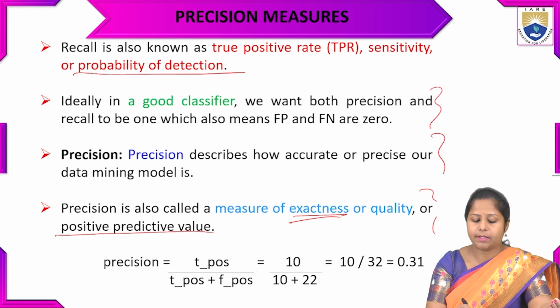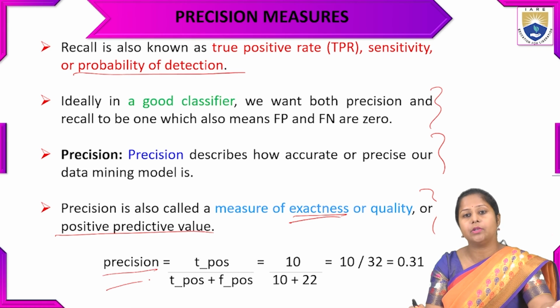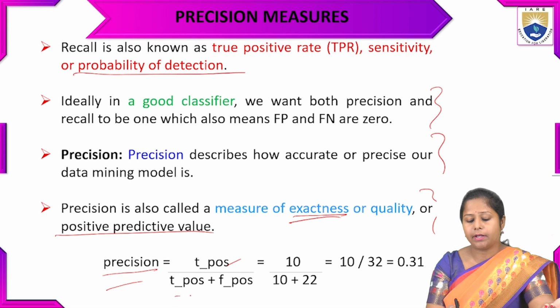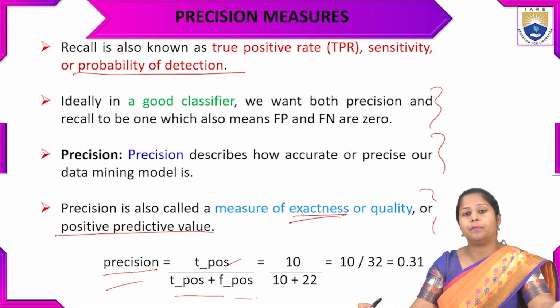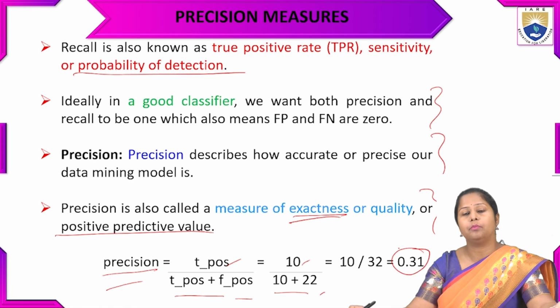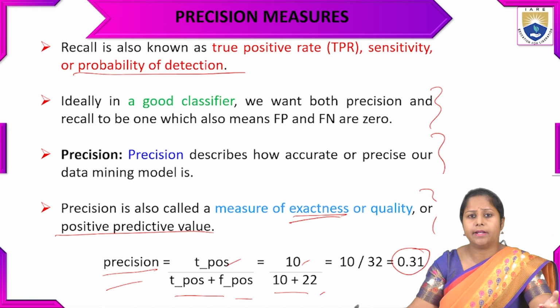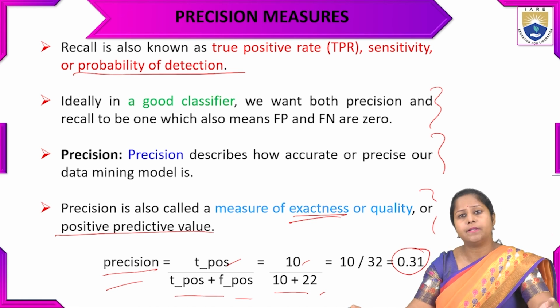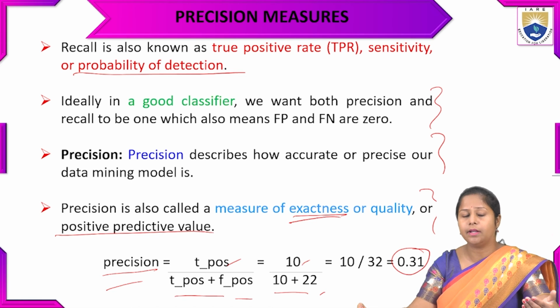The precision formula is: precision is equal to true positive divided by true positive plus false positive. That is 10 divided by 10 plus 22, which gives 0.31. So precision is 0.31, or 31%, which means that 31% of the time the classifier is classifying correctly.